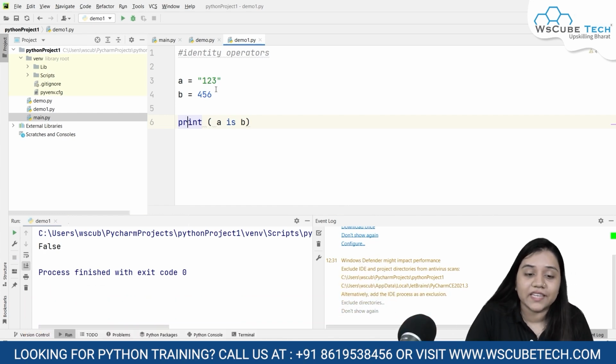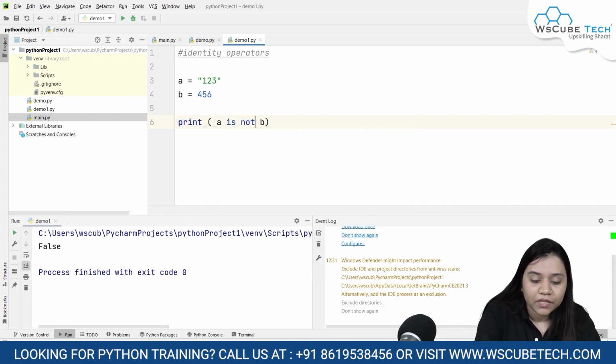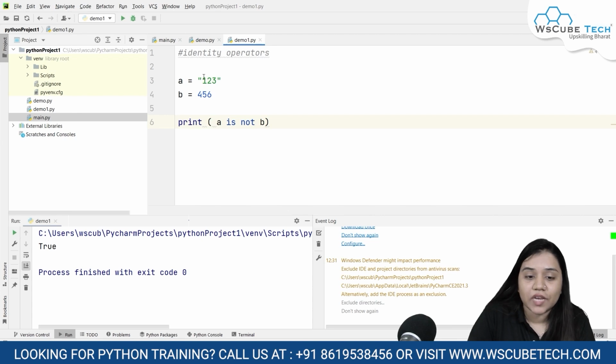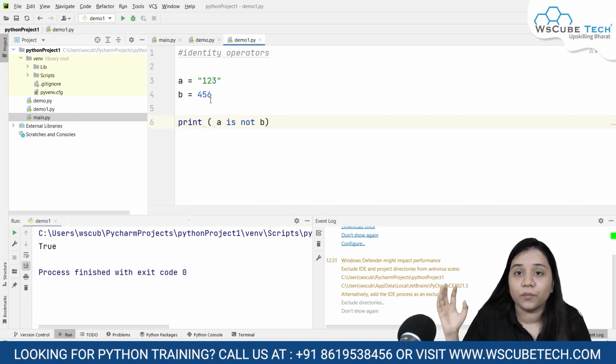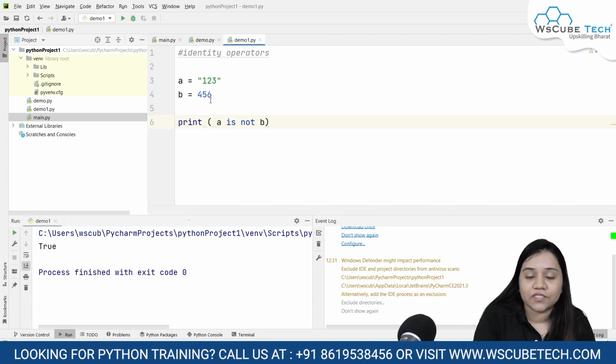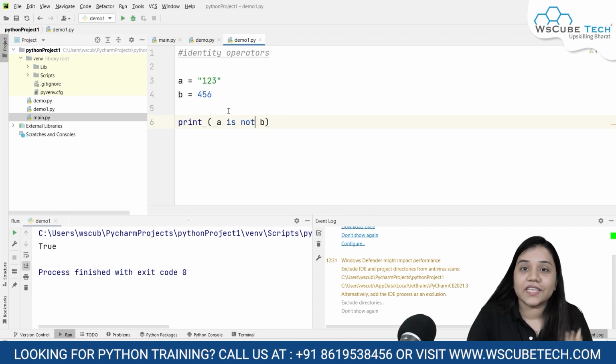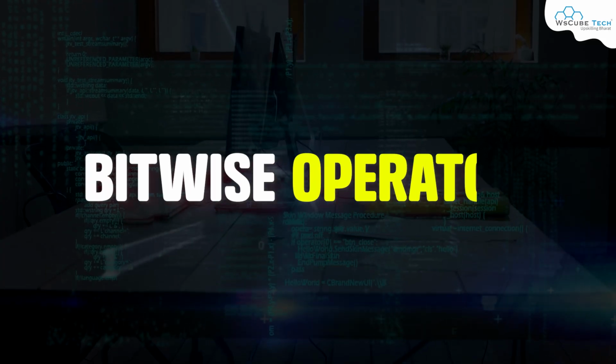Why? Because we clearly can see that A is a string and B is an integer, right? At the same time, if I write A is not B, which is true, right? Because A is a string and B is an integer. So A's data type is not similar to B's data type. That's why it gives us true. So this is how our two identity operators, is and is not, can be used. We will be discussing it thoroughly in our problem solving session.